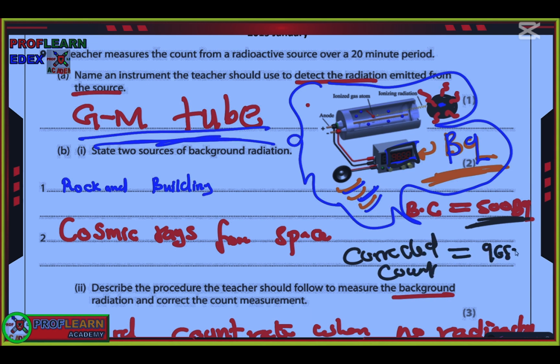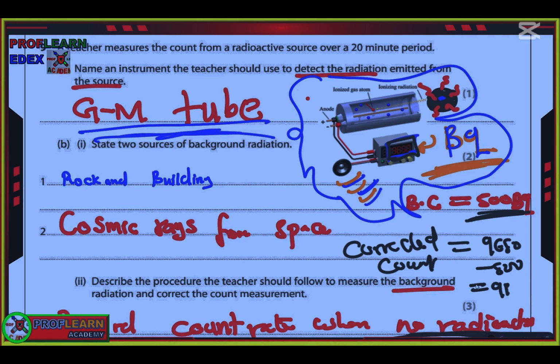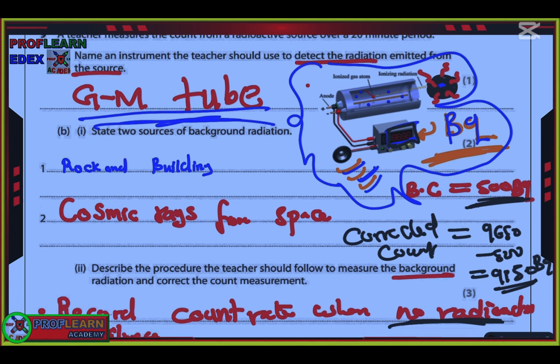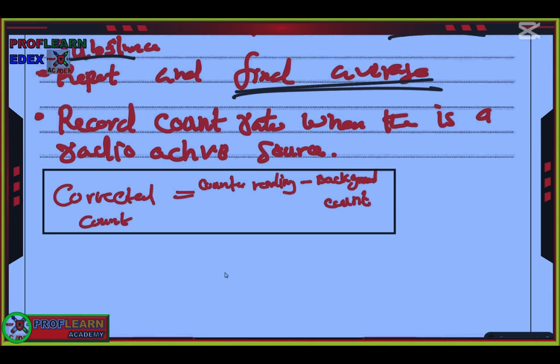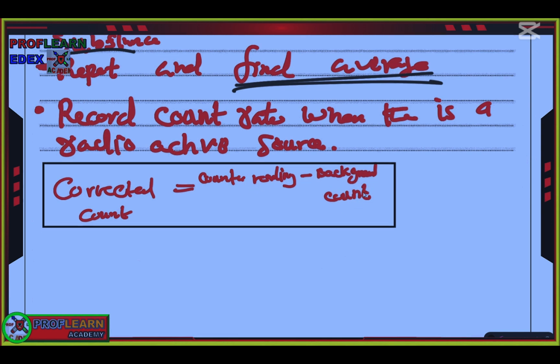becomes 9650 minus 500. Let's just use our calculator there. We have 9650 minus 500, that's 9150 becquerel, Bq. I know they will ask you the unit for measuring the activity of a radioactive substance. Tell them it's becquerel, Bq. So the corrected count formula is count reading minus the background count.